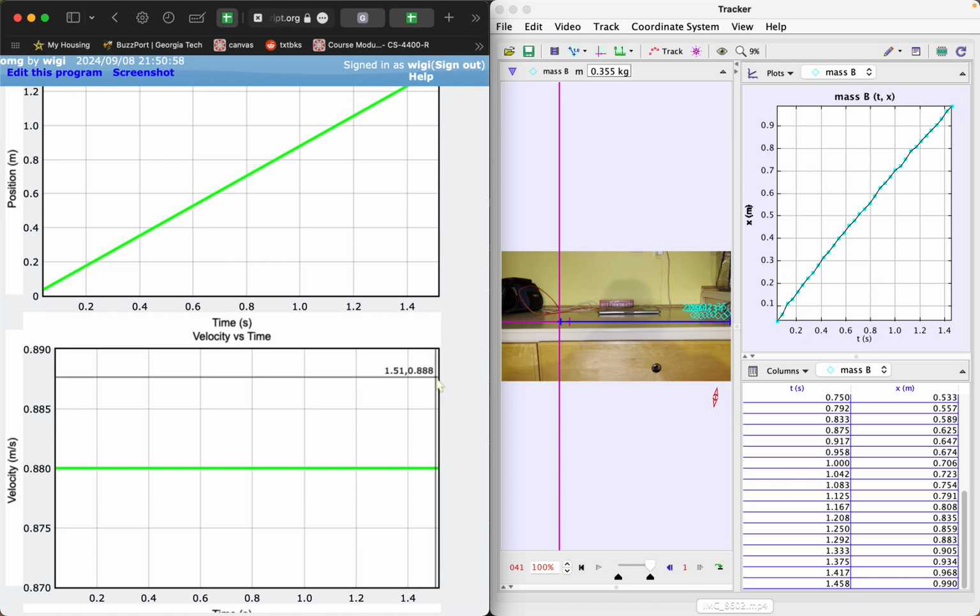In the model, I set the net force to zero, assuming no external forces like friction or air resistance, even though they were present in the real world. These forces slightly slowed down the object, but the motion was still close to constant velocity, which is why the experimental data is very similar to the computational model's predictions.